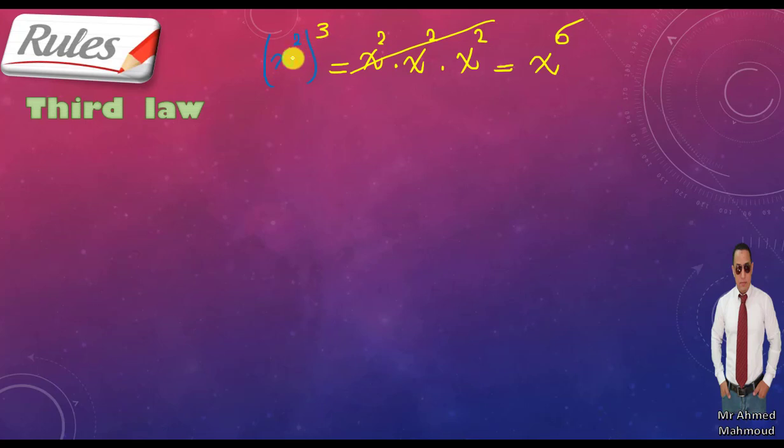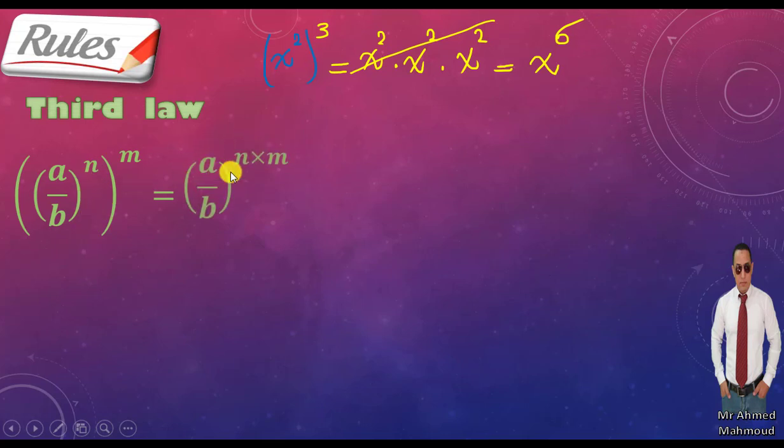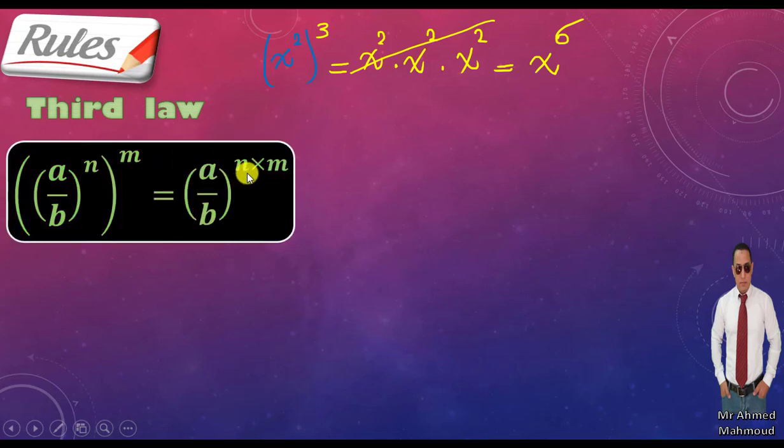This is a rule, this is the third law. If I have (a over b) all to the power of n and all to the power of m, we are going to multiply the powers like this: (a over b) to the power n times m. So we multiply when we have a power inside and a power outside the brackets. For example, if I have (2 over 5) to the power of 2, all to the power of 3, it will be (2 over 5) all to the power of 6.